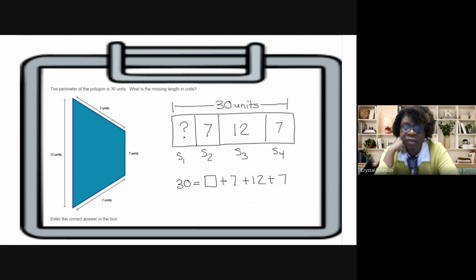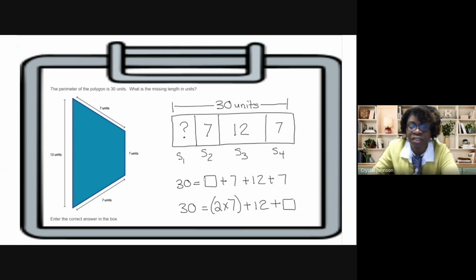To the next level, what do we also notice? Can we use multiplication and addition when it comes to this? Yes, we can, because we can say there are 2 groups of 7. 2 sides have 7. So when I do multiplication, I never say times with students. We always say groups of. So there are 2 groups of 7 plus my 12 plus the unknown. All of these together will give me my 30.